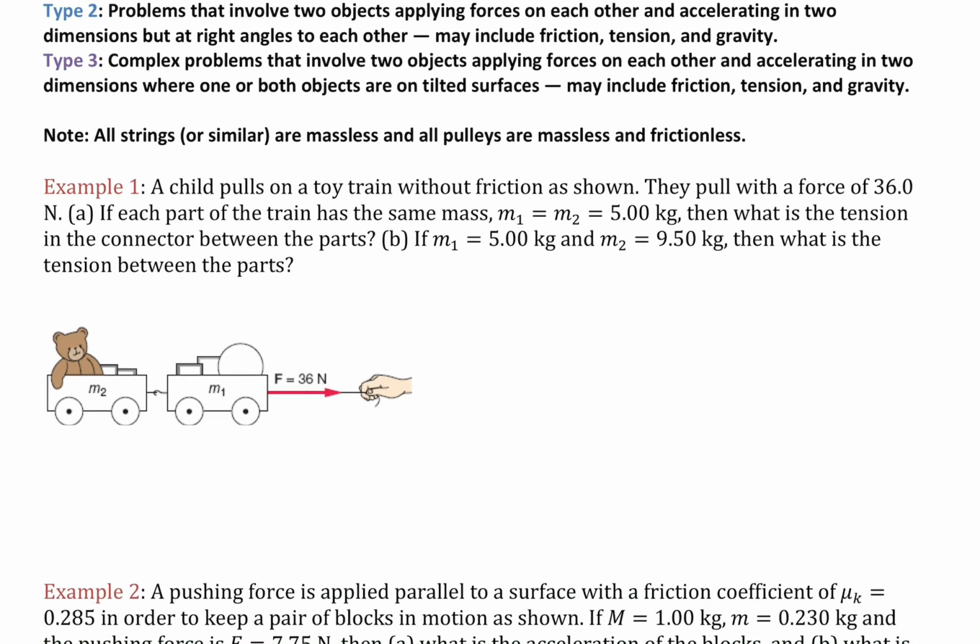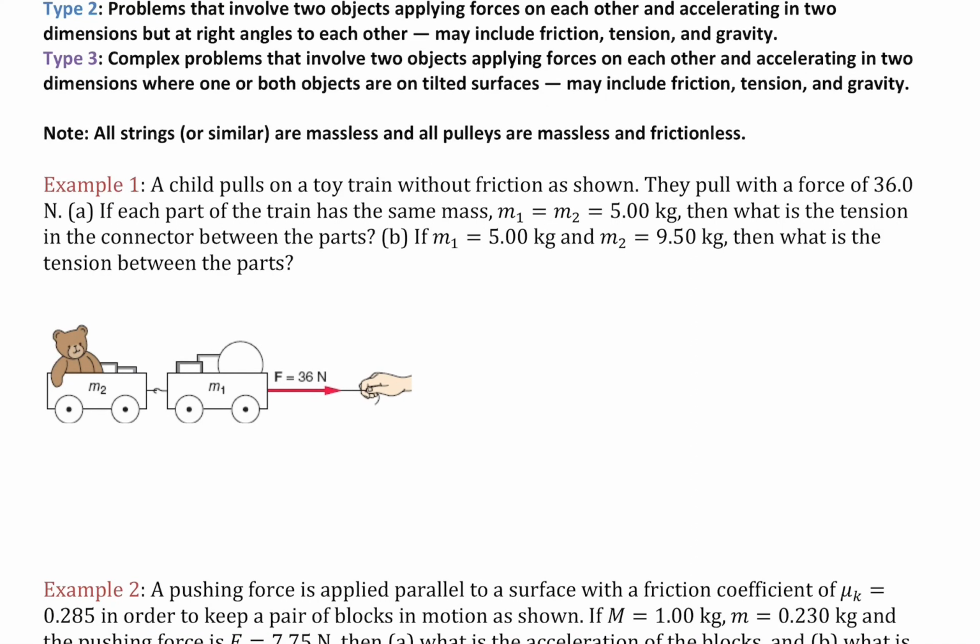All right, so example 1. A child pulls on a toy train without friction as shown. They pull with a force of 36 newtons. If each part of the train has the same mass of 5 kilograms, then what is the tension in the connector between the parts? So right here, what is that tension? What is that force? And then if M1 is 5 kilograms, but M2 is heavier, then what is the tension between the parts? How is it different? Is it greater? What to expect? Okay, so let's look at the free body diagram.